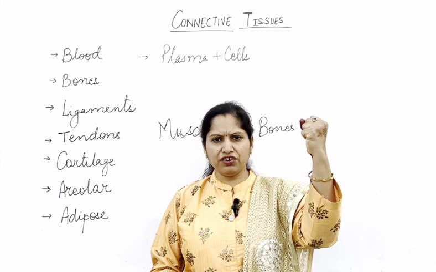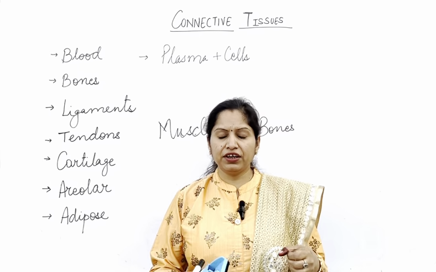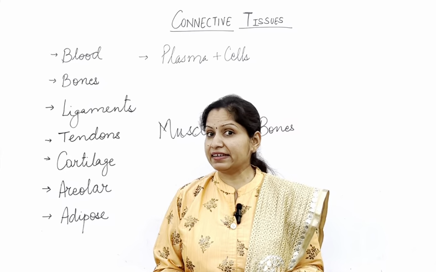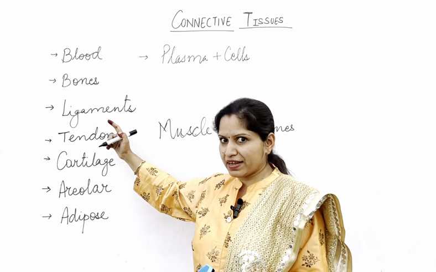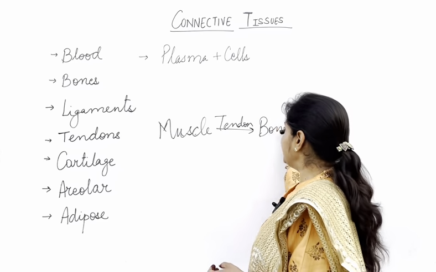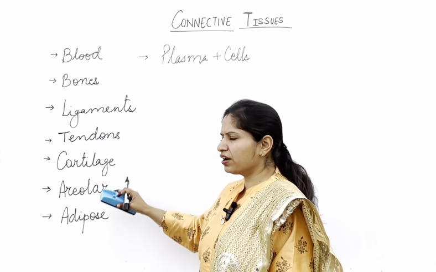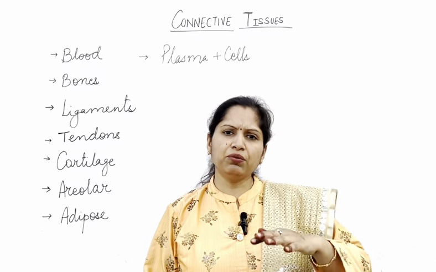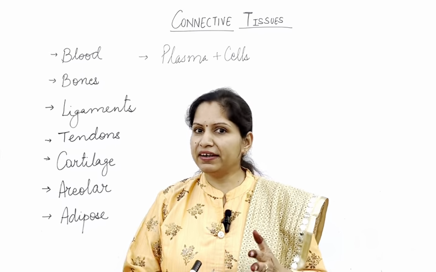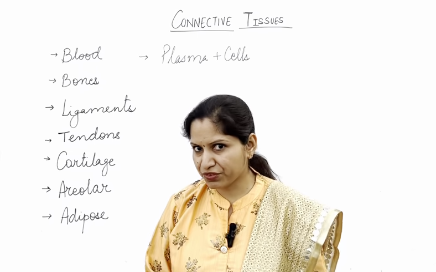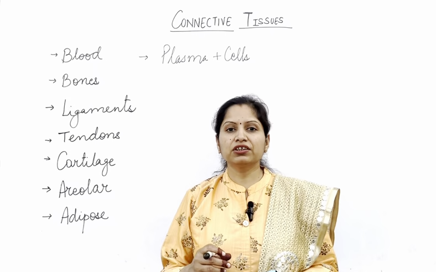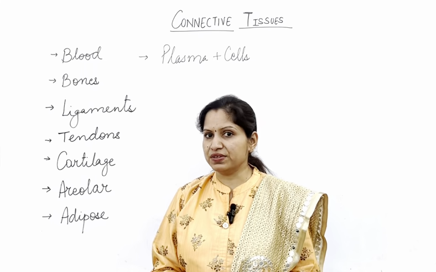They are very strong, they have very good strength but very little flexibility. Ligaments had a lot of flexibility, but tendons have very little flexibility. They don't require flexibility. Flexibility will be there in the muscles, but tendons are just going to provide that strength. They will be attaching the muscles to the bones.